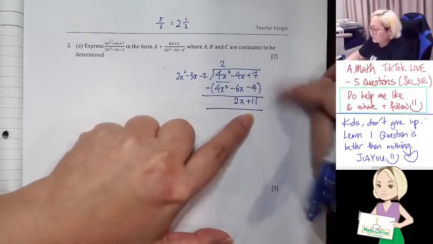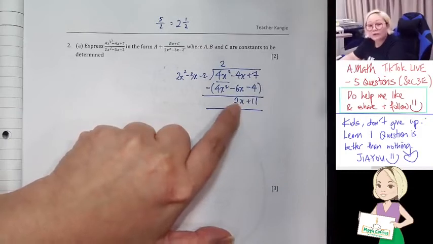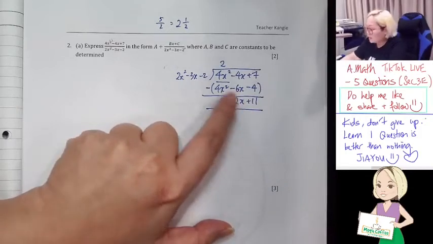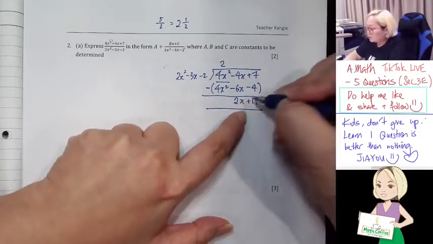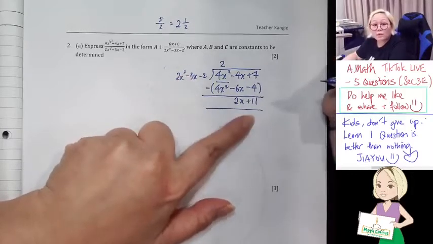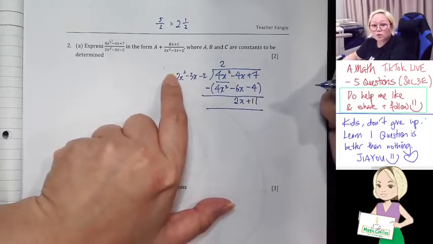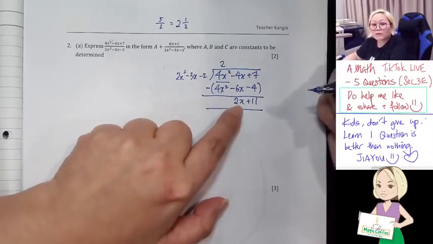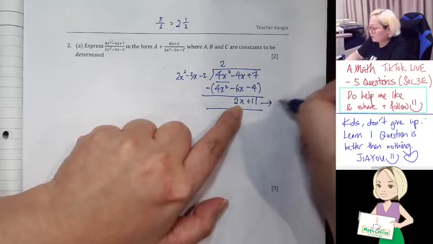Some students ask, divide until where? You see, I have nothing to bring down already. And another way to know whether you are done is the degree. See, the degree is 1, right? Your divisor degree is 2. So the remainder will always be less than 2. My degree now is 1 already. So I know this is my remainder. So actually this is the remainder.